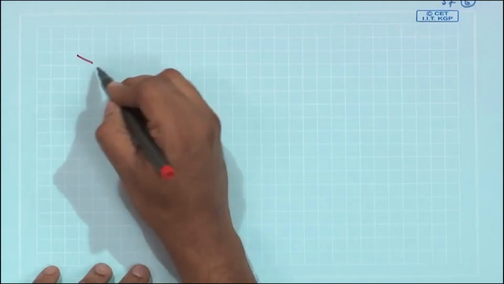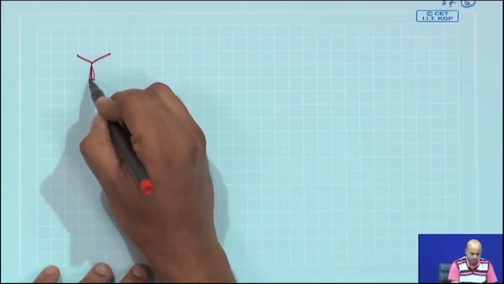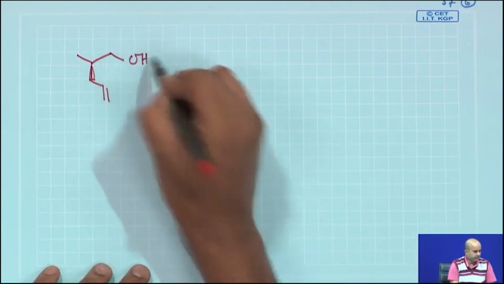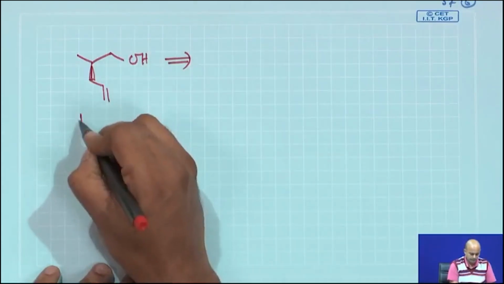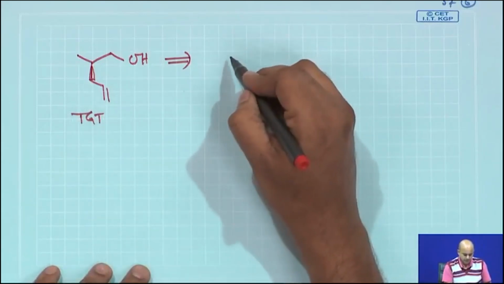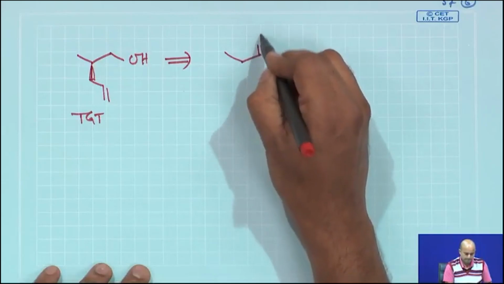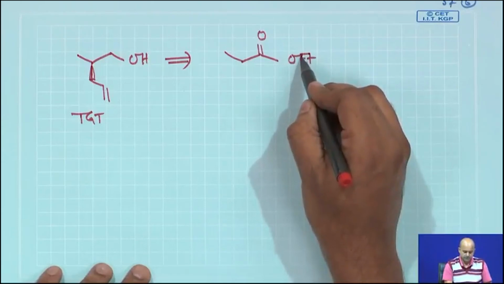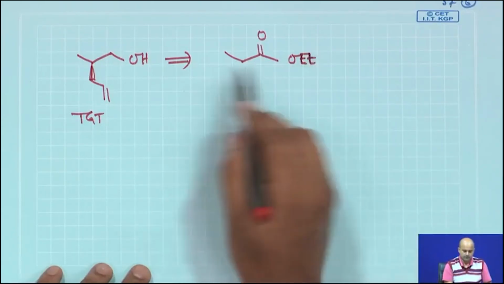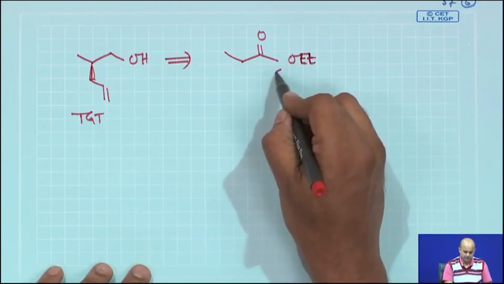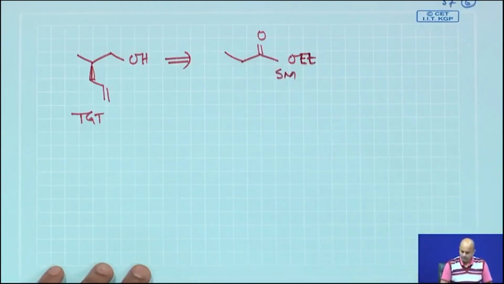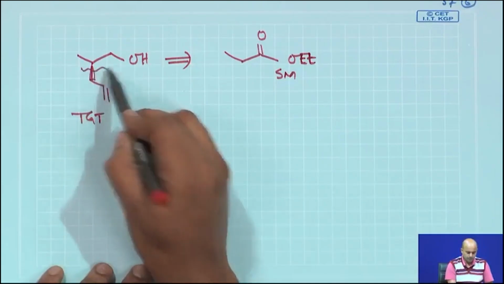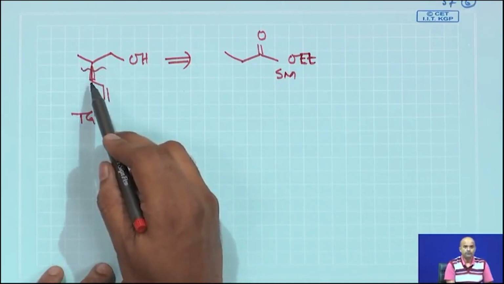Now, next we will take an example and try to formulate how this auxiliary is helping. We will be trying to synthesize this compound. The starting material I am giving you is this ester, ethyl propionate. It is an achiral compound. So, what basically you need to do is put a carbon-carbon bond here in a stereo-controlled fashion.